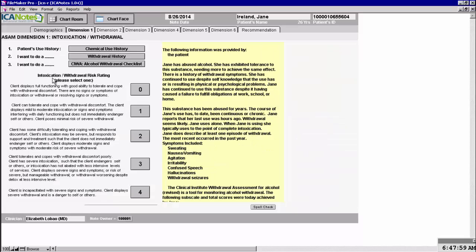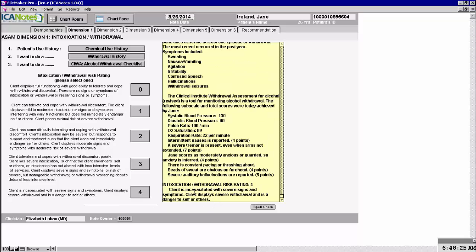Working down here, this is the intoxication withdrawal rating, risk rating scale. And you need to pick one. 0 meaning the patient's highly functional and is going to be able to tolerate withdrawal and cope comfortably. I'm going to come down here and pick number 4. This client is incapacitated with severe signs and symptoms. Client displays severe withdrawal and is a danger to themselves or others. Okay, puts that sentence right in here for you.